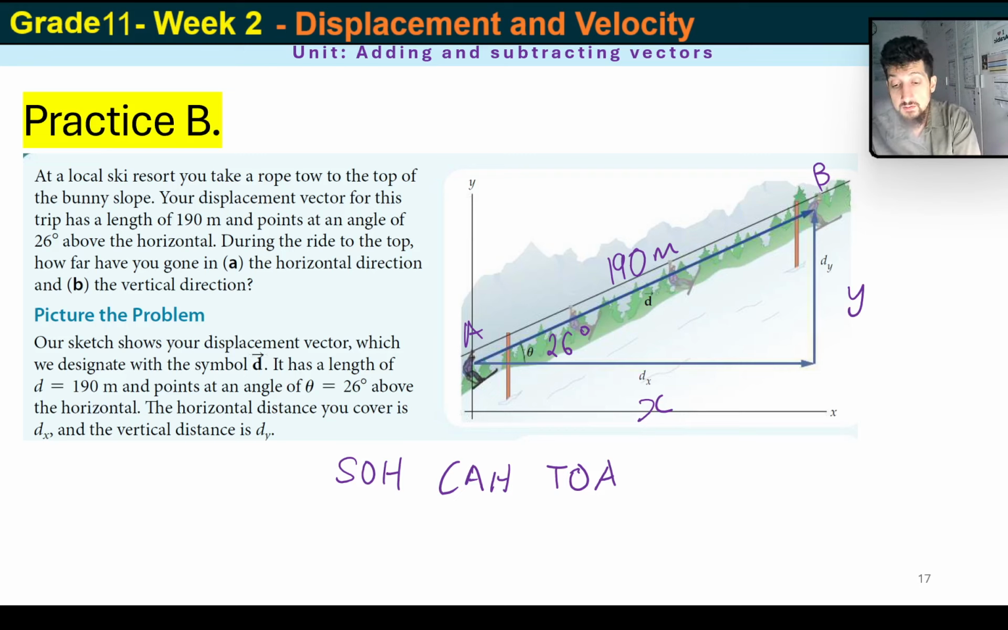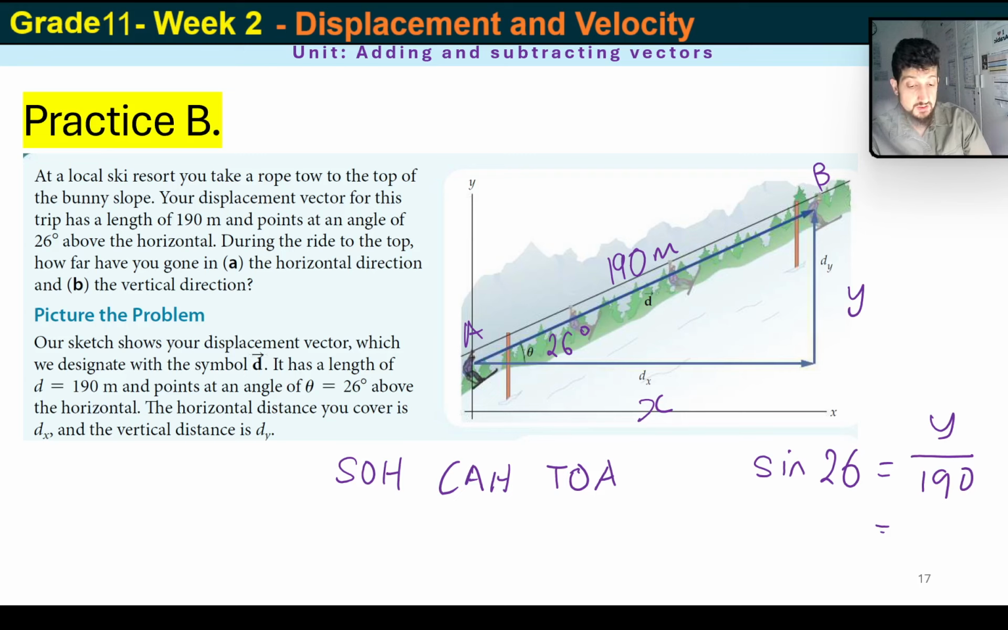No, hang on. We don't have both. We've only got the hypotenuse. That's what I meant to say. So we can work out the opposite by saying sine 26 is going to equal opposite, which is y, over the hypotenuse, which is 190. And then we can work out what y is equal to.